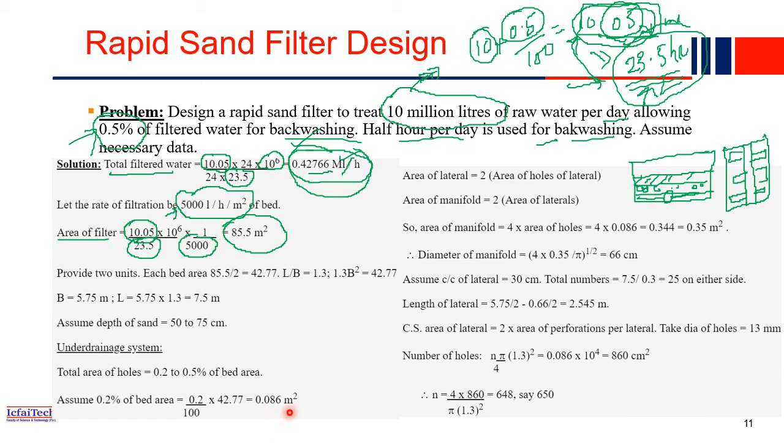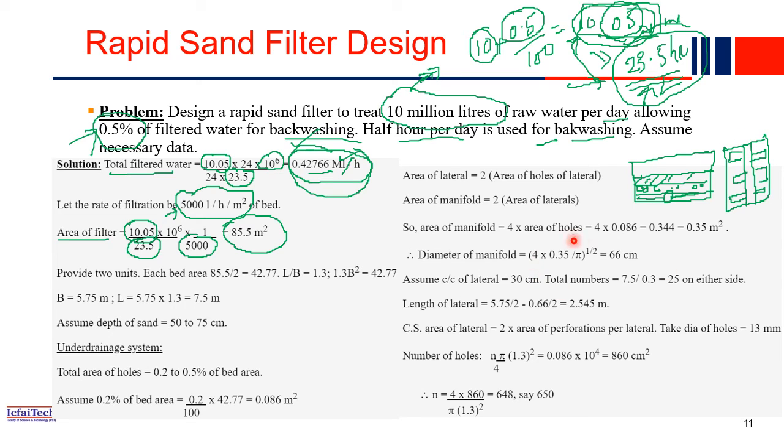The area of hole we already computed as 0.086. Multiplied by 4, you will get the area of manifold. The area of manifold means this main pipe at the center, right? That much cross-sectional area is required. Then what will be the diameter? We can easily compute it, right? The area is pi by 4 into d square, so it equals pi by 4 into d square. If you do it, from there you can find out d square, where d is the diameter of this manifold.